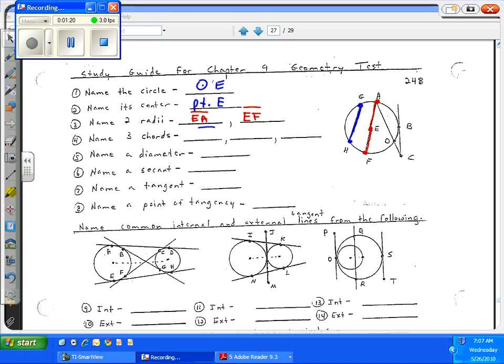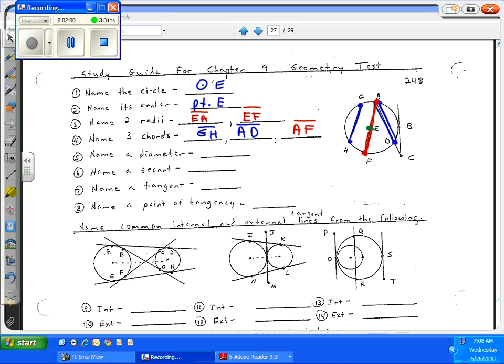GH is a chord. AC is a chord. AD, excuse me. But then that red one, AE, all the way from A to E, is also a chord because it joins 2 points on a circle. Excuse me, AF. But AF is a special type of chord.